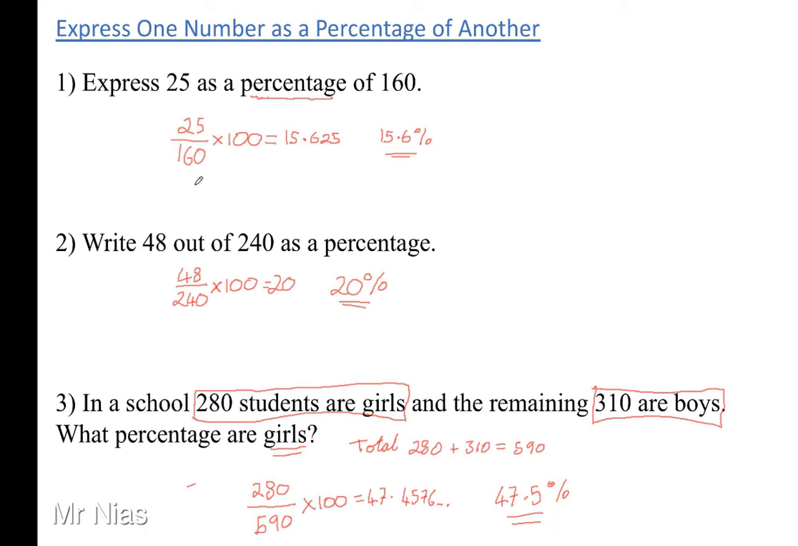So each time, just set up your fraction, times it by 100, do it in the calculator, and if necessary, round it to one decimal place or whatever it says to do in the question. Don't forget your percentage sign.